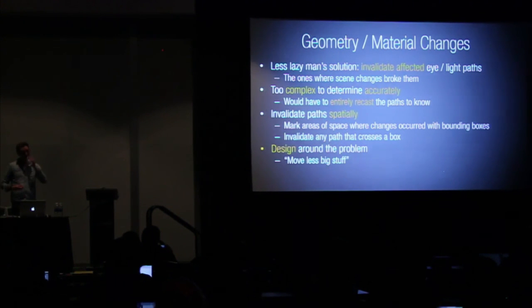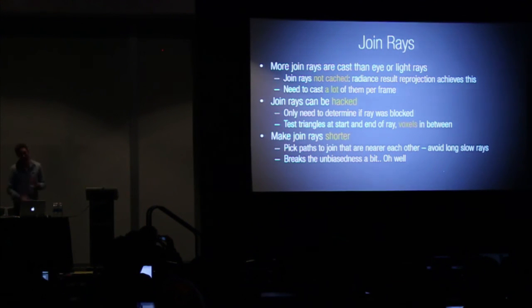So instead, what I do is I simply just use bounding boxes. And if the path crosses a bounding box, then it's thrown away. And if it doesn't, then it's kept. So if only a small part of the scene is moving, then paths that don't go near that area are still able to be retained. What this means is when it comes to reduction, we just try and bias the case to be a bit more kind. Join rays are the final thing.